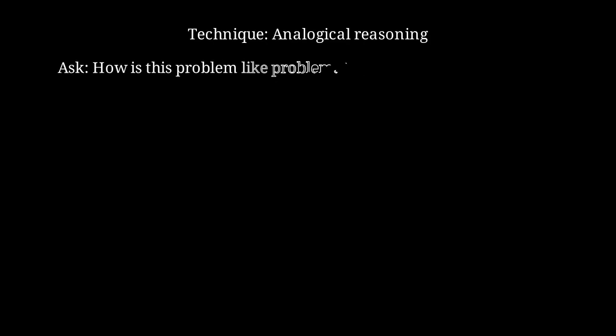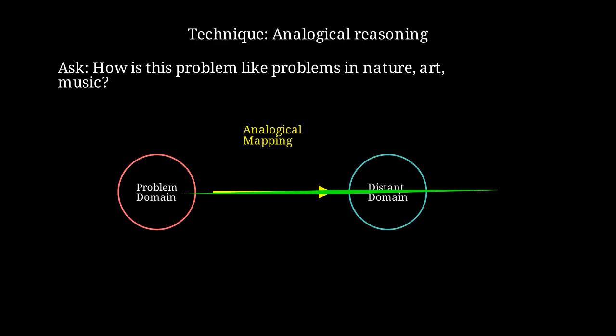Another technique is analogical reasoning. Deliberately seek solutions from distant domains and map them to your problem. Ask, how is this problem similar to problems in nature, or in art, or in music? This forces your default mode network to create remote associations between disparate knowledge domains. Analogical reasoning creates a bridge between your problem domain on the left and a distant domain on the right. The yellow arrow represents the main analogy, while the green lines represent multiple feature mappings between domains.